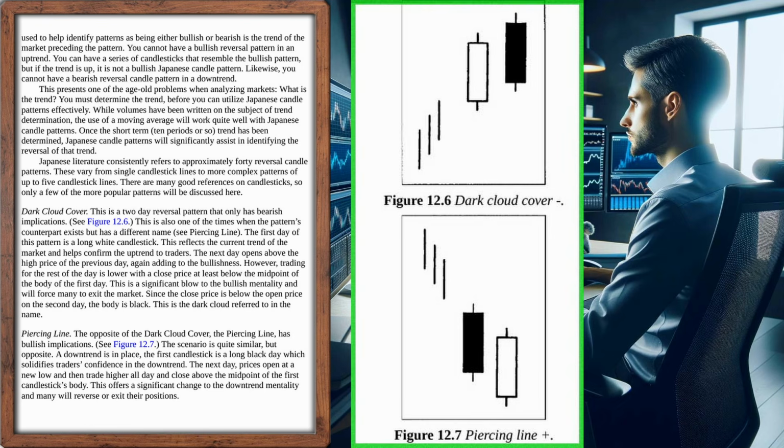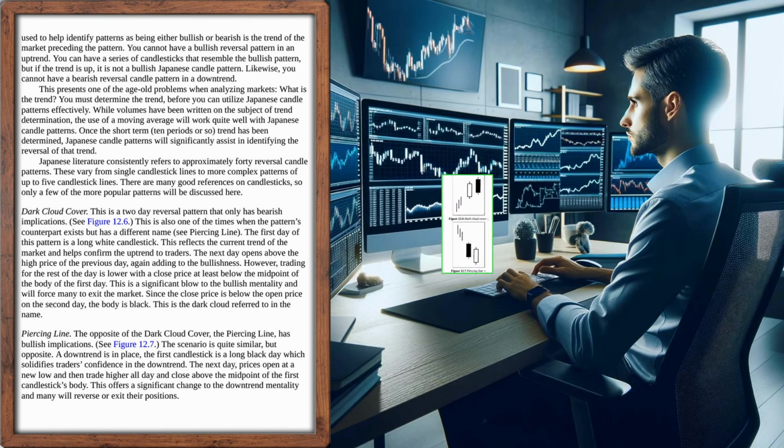The opposite of the dark cloud cover, the piercing line, has bullish implications. See Figure 12.7. The scenario is quite similar, but opposite. A downtrend is in place. The first candlestick is a long black day, which solidifies traders' confidence in the downtrend. The next day, prices open at a new low and then trade higher all day and close above the midpoint of the first candlestick's body. This offers a significant change to the downtrend mentality, and many will reverse or exit their positions.